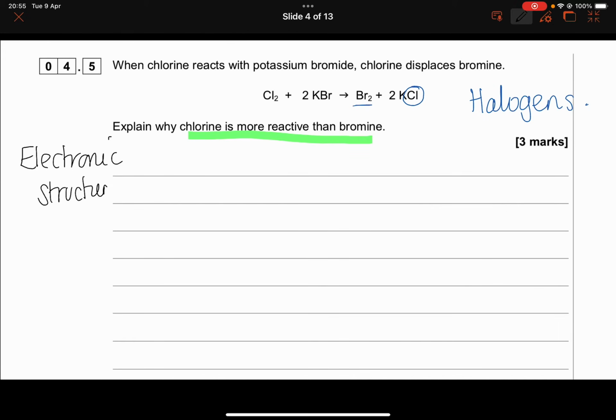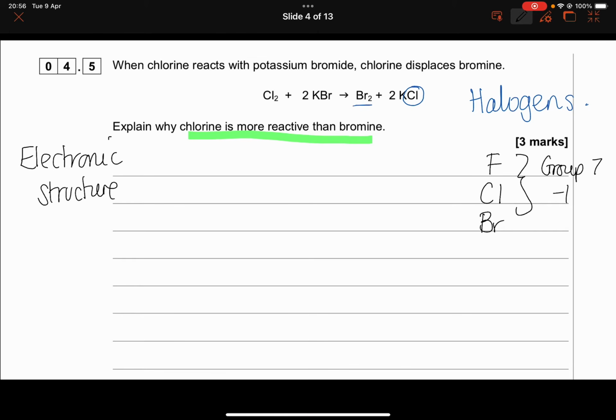Those electrons are responsible for the reactivity of the element. So chlorine is actually above bromine in the periodic table: fluorine, chlorine, bromine, iodine, and then astatine at the bottom. We all know that they're in group 7, so this is just additional information at the minute. Group 7 all form -1 ions.